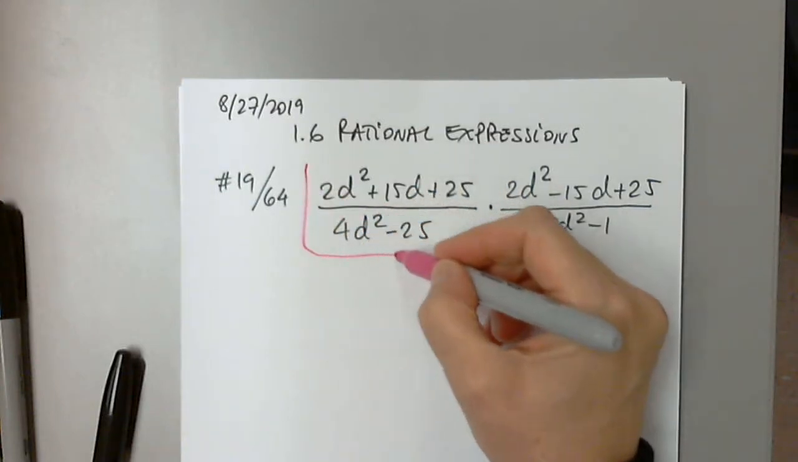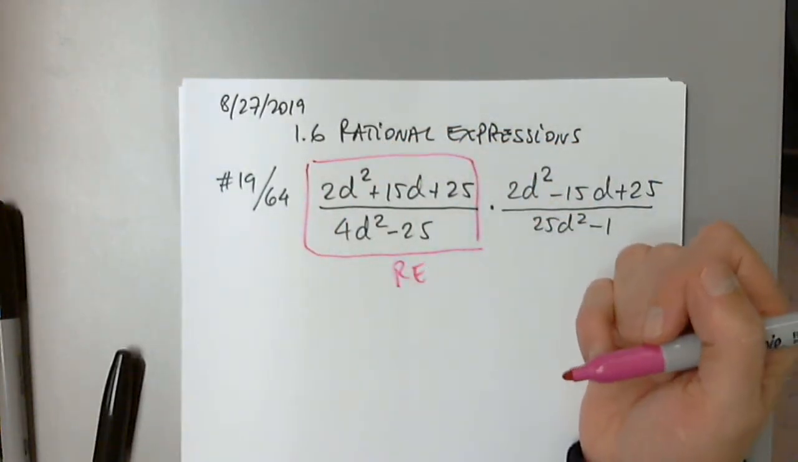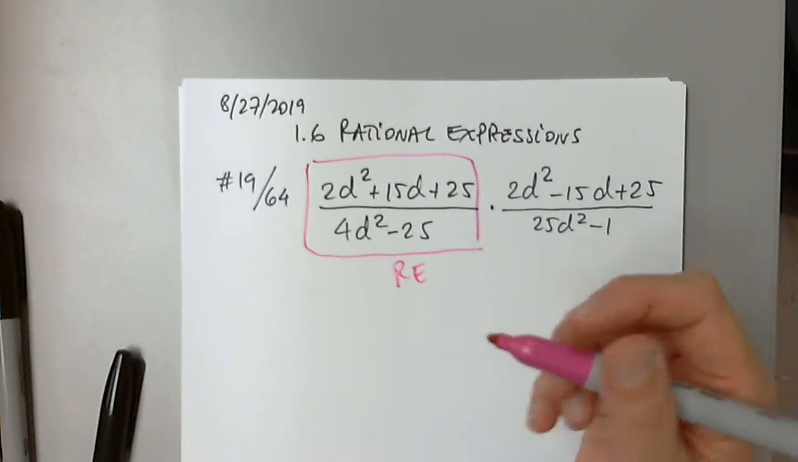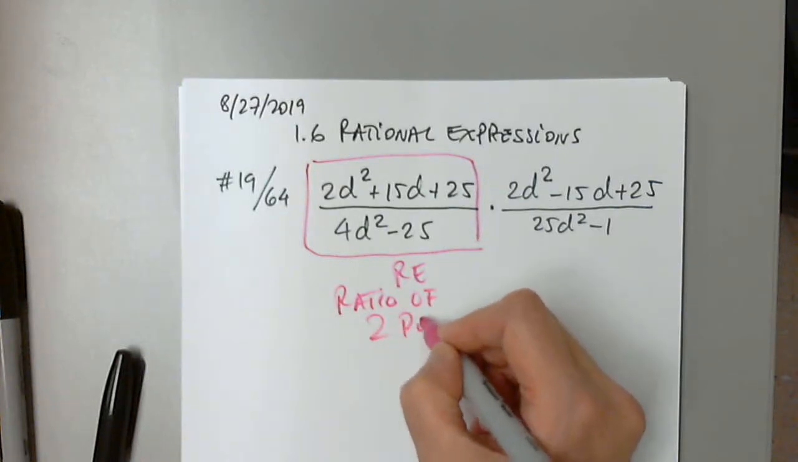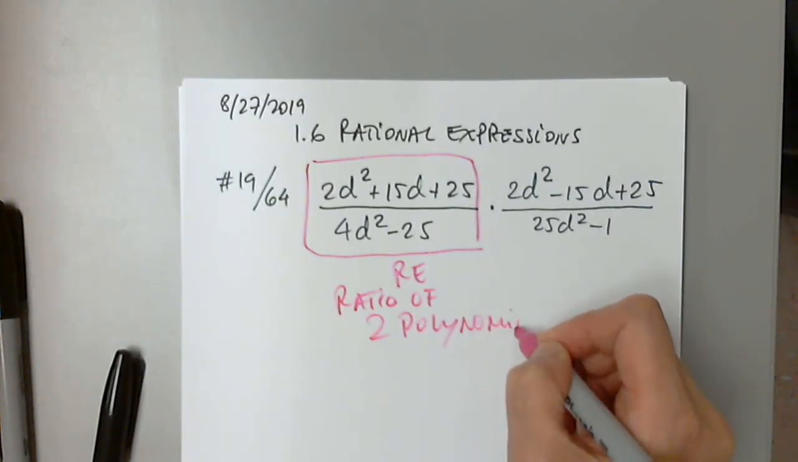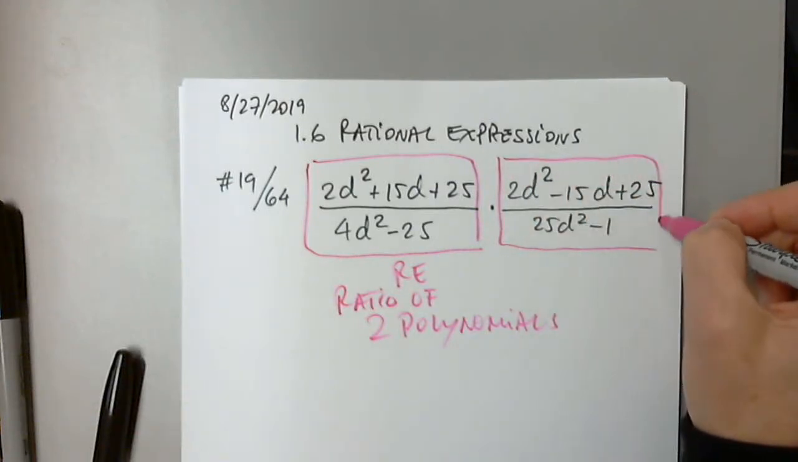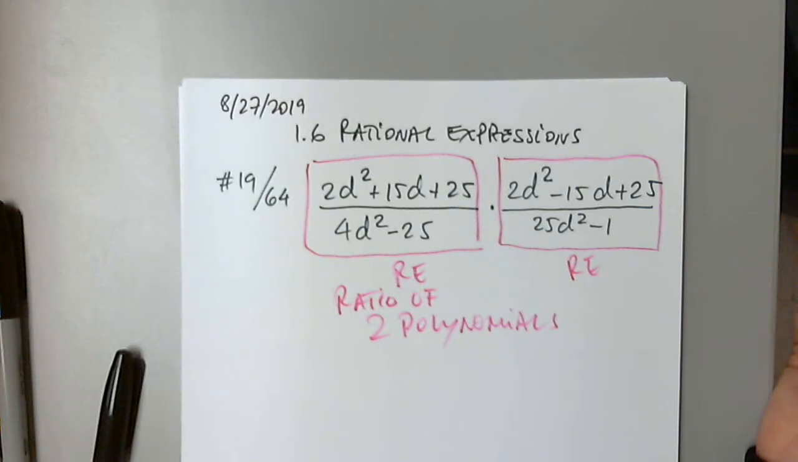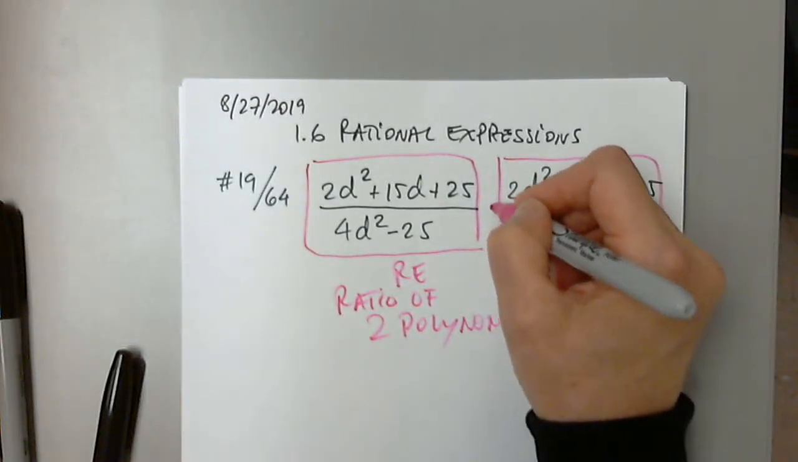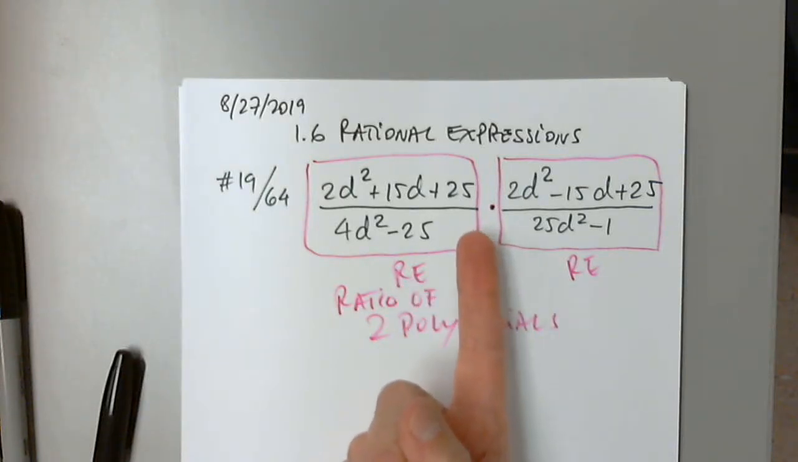This is a rational expression. It's a ratio of two polynomials. What is this? Another rational expression, of course. What operation do we have to perform with two rational expressions? What do we do?